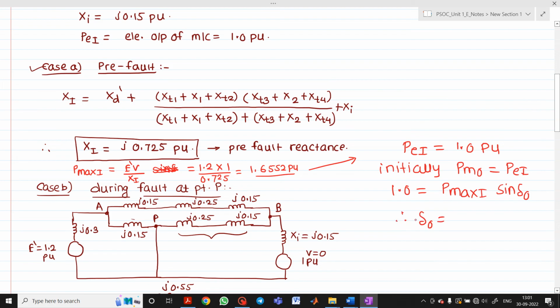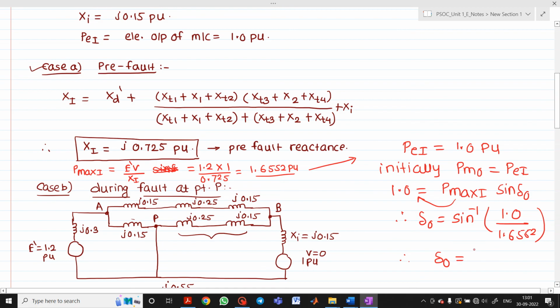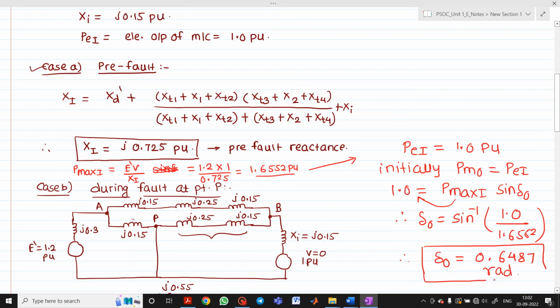Please remember, while solving such numericals, keep your calculator in radian mode so that you will get all answers in radian. So how do you find delta 0? Sine inverse of 1.0 divided by Pmax1, which is 1.6552. Your answer for delta 0 is 0.6487 radian. Don't forget to write the unit. I forgot to tell about this step in case 1, the pre-fault condition.